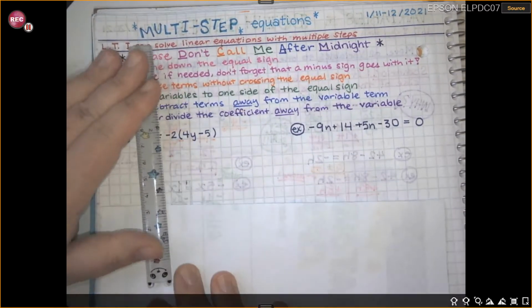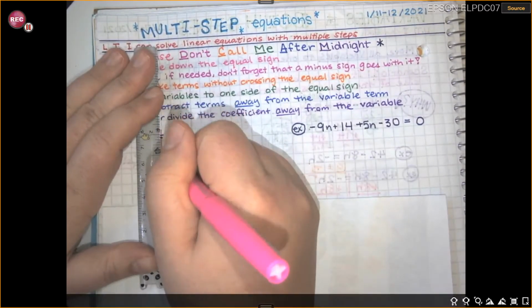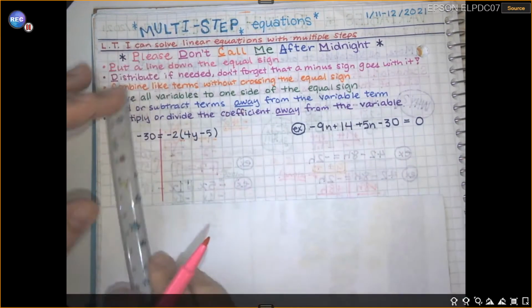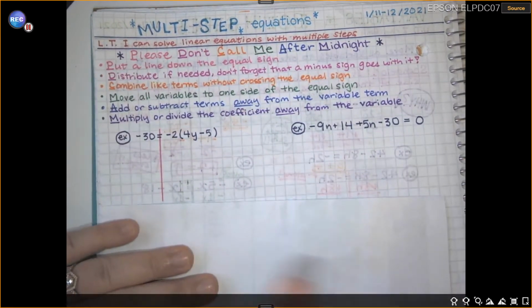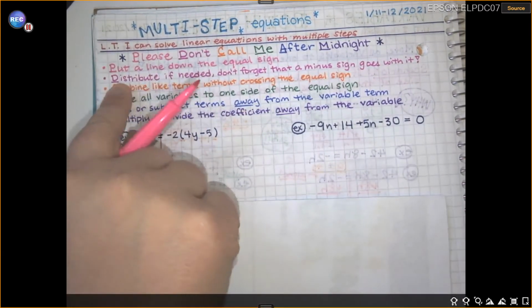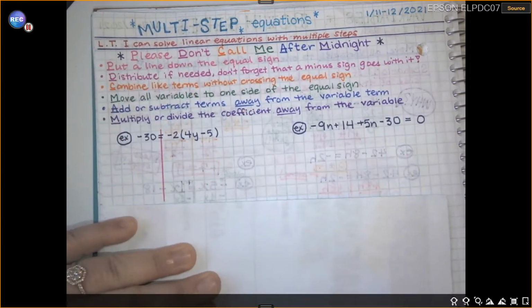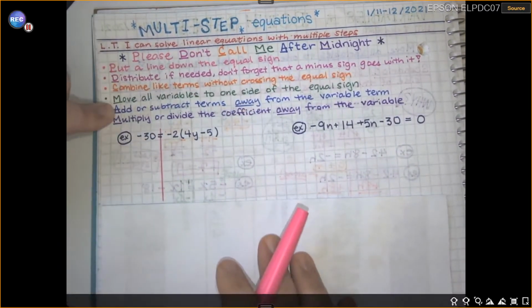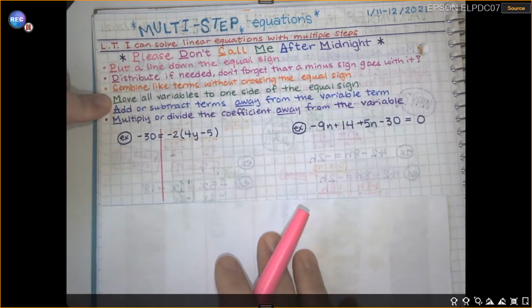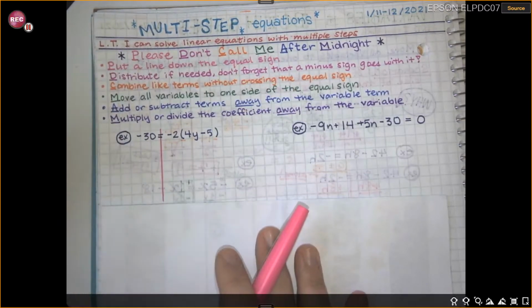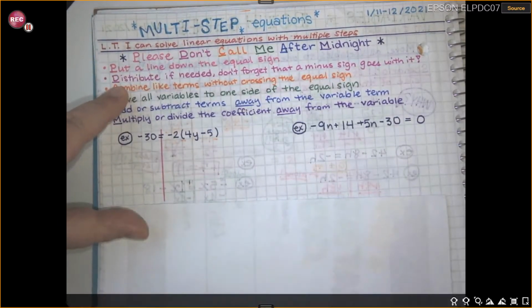So step 1 is to put a line down the equal sign. You don't have to use a ruler. I just do. Okay, so that is the please. Put a line down the equal sign. Then these steps are to be completed in order, but if they are not applicable, then you skip them. So we go to D, which is distribute.